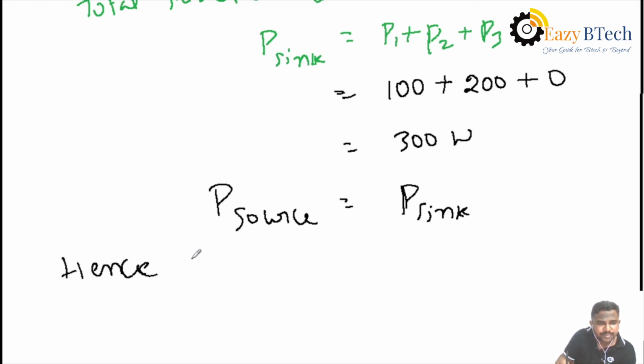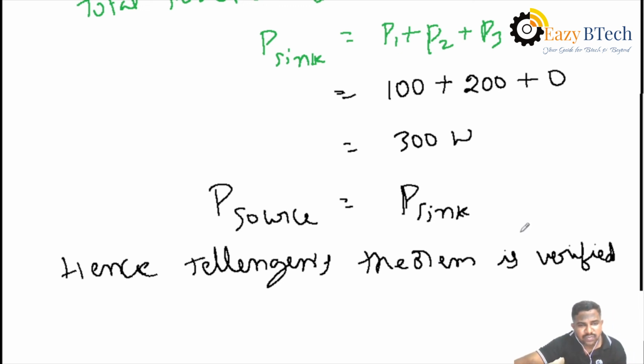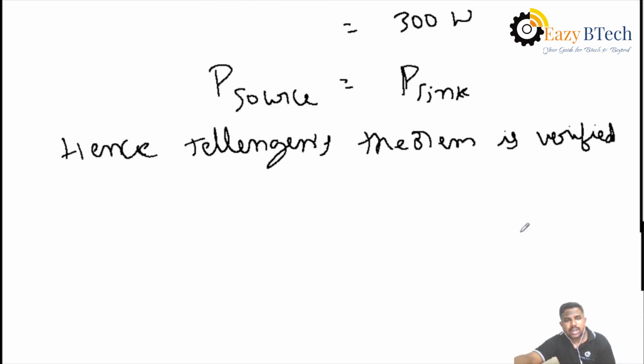Hence, Tellegen's theorem is verified. Okay, like that, you can find the total power coming from the source, and the total power absorbed in all branches, then adding all the powers, both values are equal. Hence, Tellegen's theorem is verified.